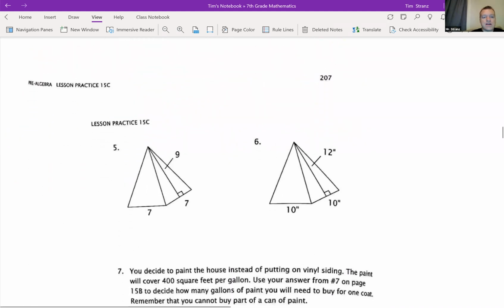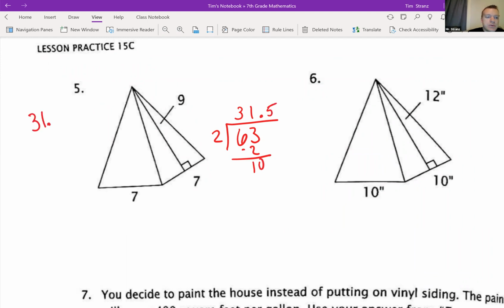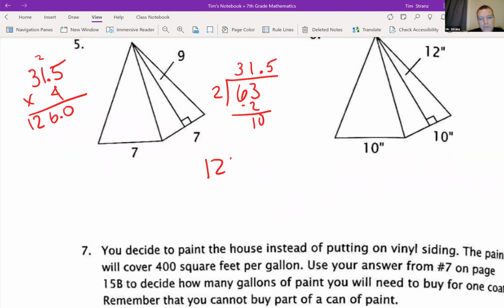Moving right along, number 5, back to the pyramids. You got the side of the pyramid first. 9 times 7 is 63. If I take 63 and divide that by 2, that's 31.5. There's 4 sides to a pyramid, so 31.5 times 4 is 126, and then I just got to do the base. So 126 plus 7 times 7, which is 49. Add those together, 175 units squared for number 5.